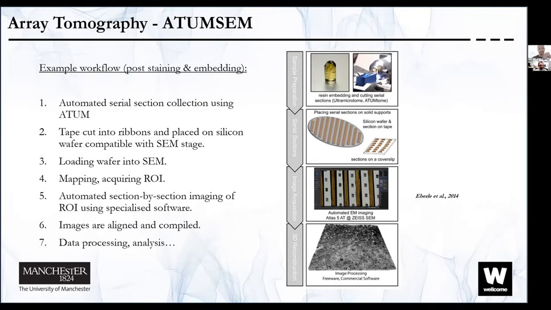Then what you want to do is cut up your tape and put it on something that can fit inside an SEM chamber. So here you've got lots of ribbons of tape, each with sections on a silicon wafer that can be imaged inside the SEM. You load the wafer into the SEM, and then you take your map image and figure out where you want to image, like, oh, I'm interested in this structure that appears here. And then the software will help you out and map that to all the other slices. And then you press go, leave it, and in a while you'll have your images. And depending on how big the volume is, you might have to do many different wafers.